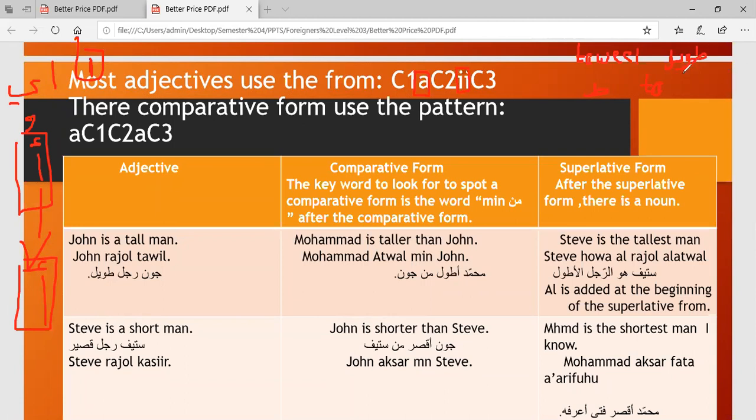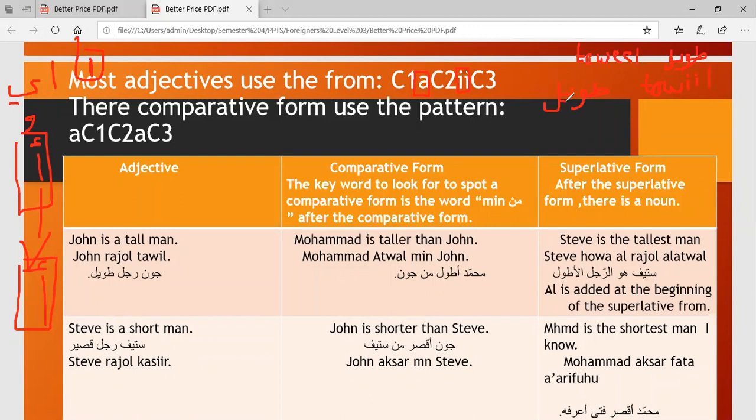C2, it's wa. What should I put after ta and wa here? Put tawi, and C3 is la. So it's tawil.